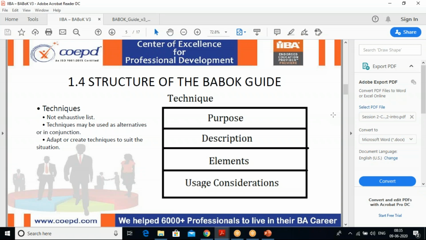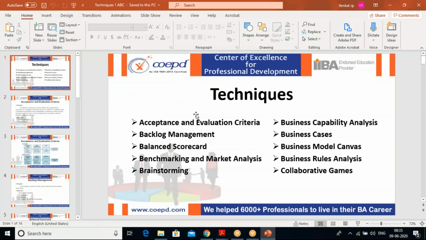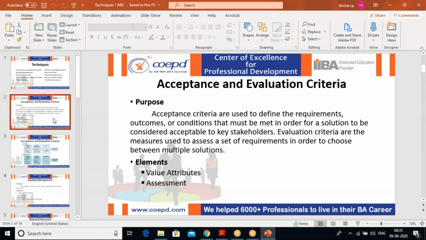Okay. Now, a technique will have a purpose and a description. Purpose and description can be in the same thing. Then elements, meaning what can be done in that, and the usage considerations. Fine. Now let us start discussions about these techniques. Let us start with acceptance and evaluation criteria.